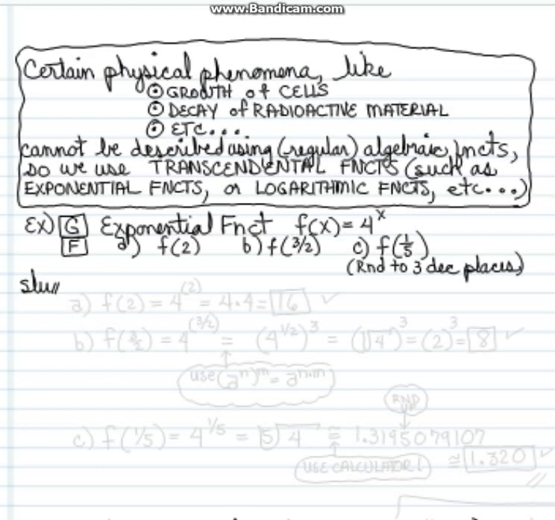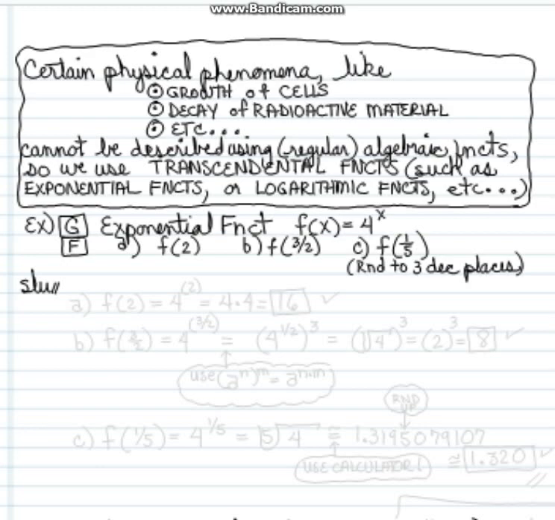Given an exponential function f of x equals base 4 raised to the x power. I want you to notice that the variable x is in the position of the exponent. That's the situation with an exponential function, base 4 raised to the x power. We are going to find or evaluate f of 2, f of 3/2, and f of 1/5. And when we do f of 1/5, we're going to round our answer to 3 decimal places.